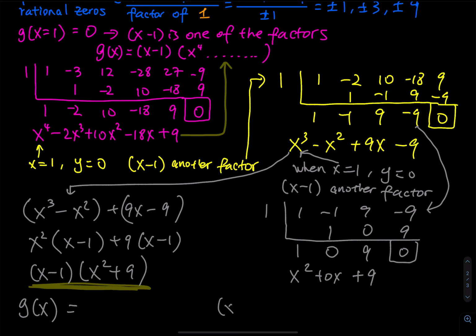So you have x minus 1, and then x squared plus 9. And then before that, I have another x minus 1. So x times x squared, you have x to the third. I am still looking for 2 more. You have 1 right here, and then you have 1 right here. So you have x minus 1 and then x minus 1.